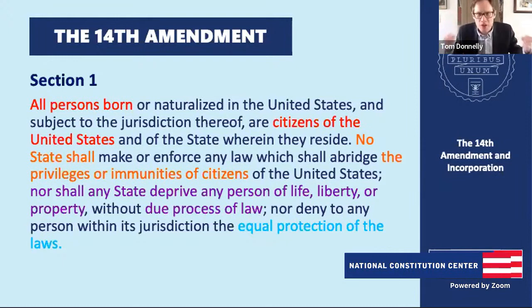This is Section 1 of the 14th Amendment. Here goes. All persons born or naturalized in the United States and subject to the jurisdiction thereof are citizens of the United States and of the state wherein they reside. This first sentence is known as the Citizenship Clause. And then we have a second sentence which contains three different important clauses. Here we go. No state shall make or enforce any law which shall abridge the privileges or immunities of citizens of the United States. That's the Privileges or Immunities Clause.